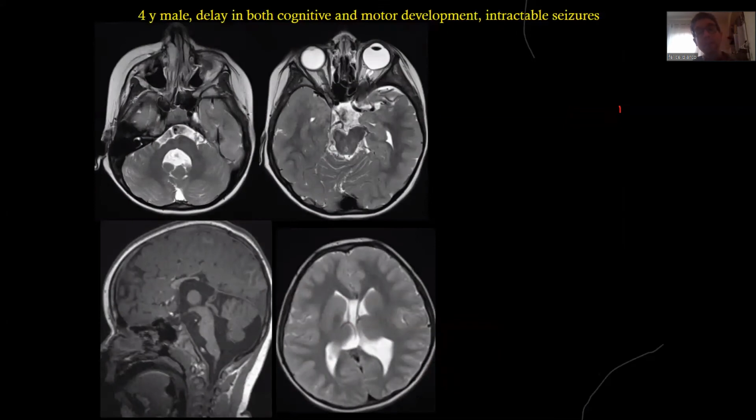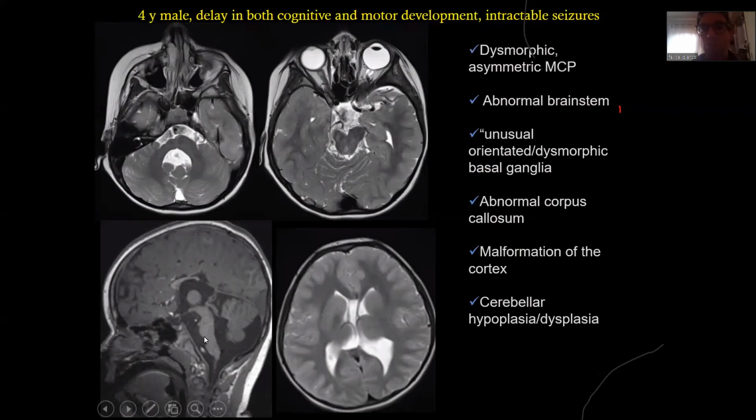And another example, and these are the last two slides I have, apart from the one on Mick Jagger, is this constellation of findings. Again, look at the posterior fossa. Remember the original normal anatomy I showed you before, and you will see that this is not normal. So what you have is dysmorphic and asymmetric middle cerebellar peduncle. These are not normal, these are clearly asymmetric. The brainstem is abnormal with the dysmorphic midbrain, the pons is not prominent as it should be, and the vermis is also abnormal. Look at the orientation of the basal ganglia.